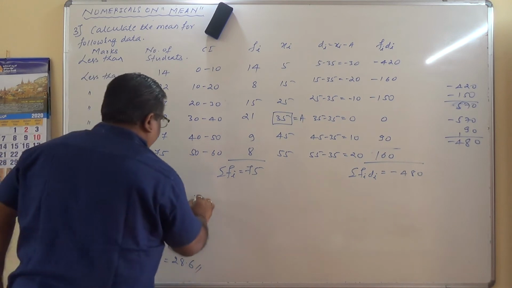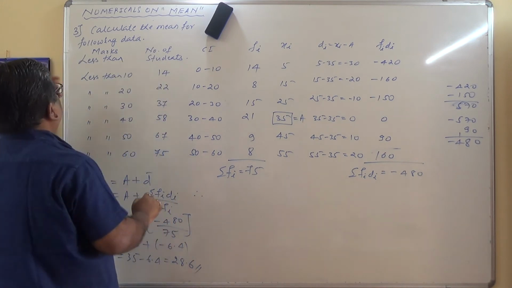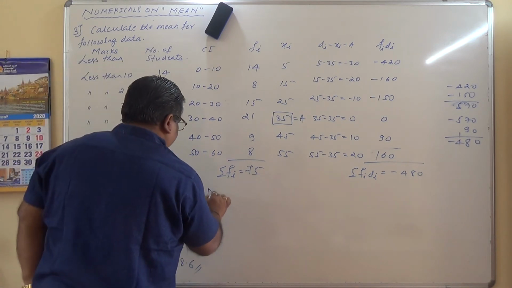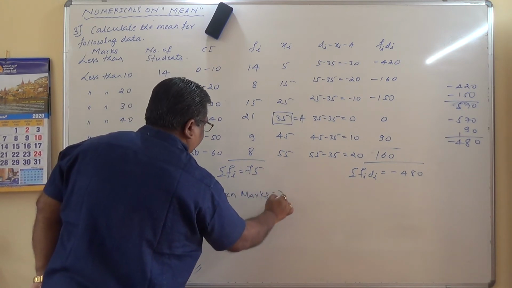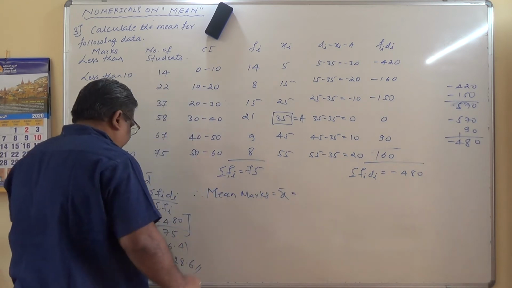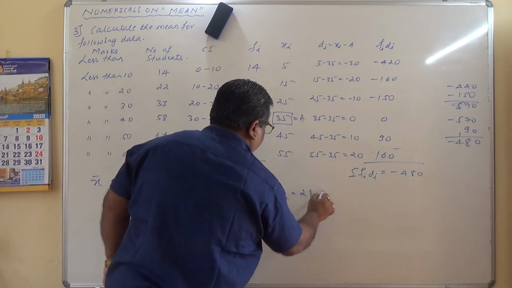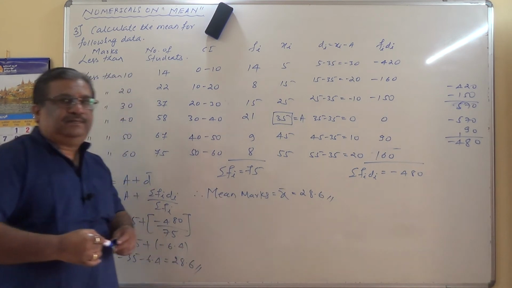So therefore finally I'll write, the arithmetic mean, the mean marks obtained by students, is x bar equals 28.6. Note down.